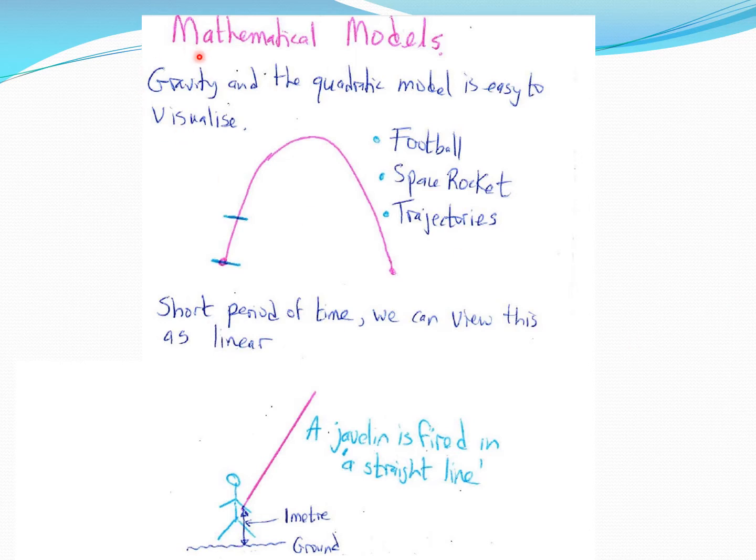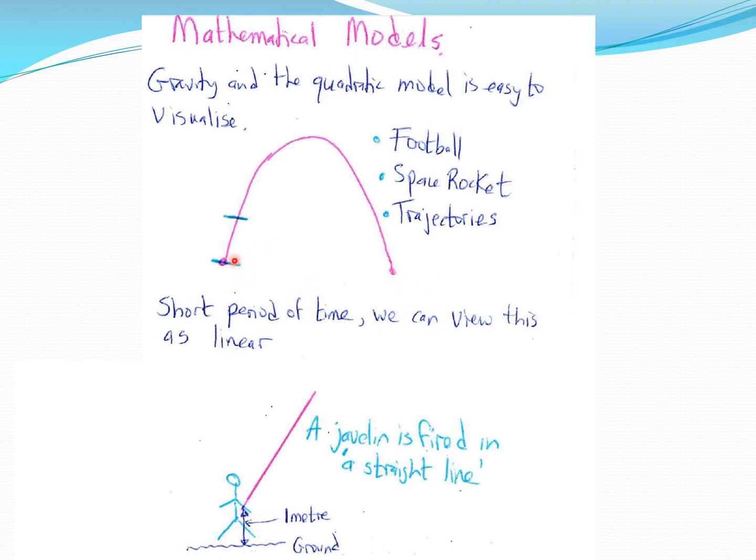So the idea is, how do mathematical models apply in certain situations? Gravity and the quadratic model is easy to visualize in some of the following situations. In a football game, when somebody kicks the football, the ball rises up in the air and eventually falls back down to the ground again. A space rocket follows a quadratic path, and there are what we call trajectories, and they follow a quadratic path. But in this video, we're interested in linear models.